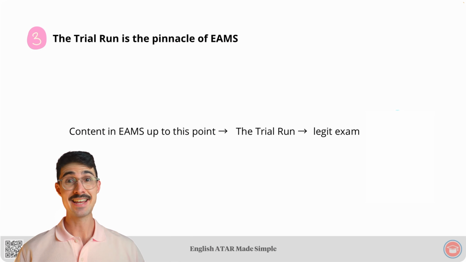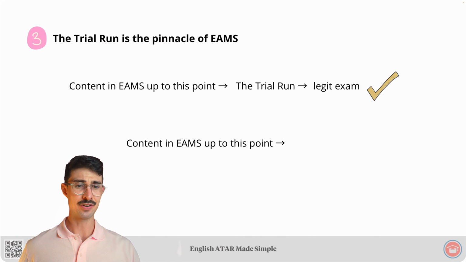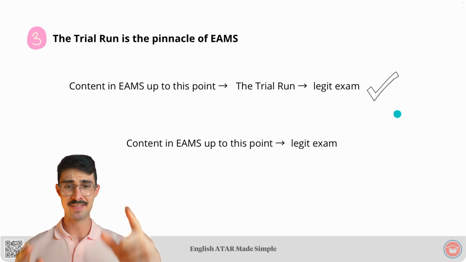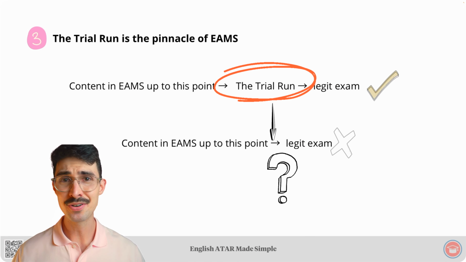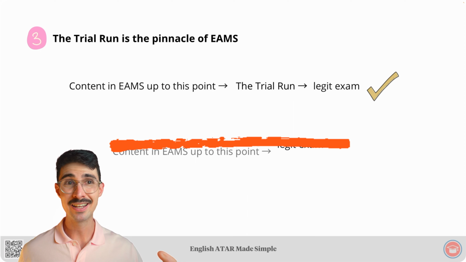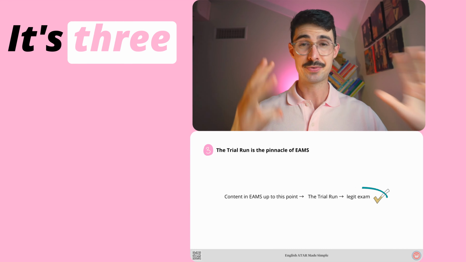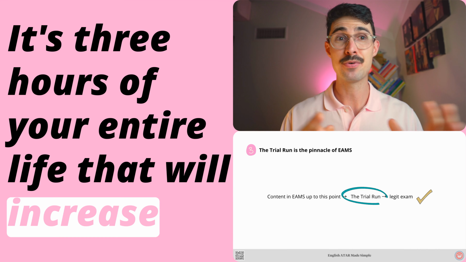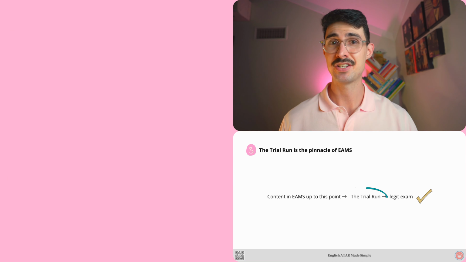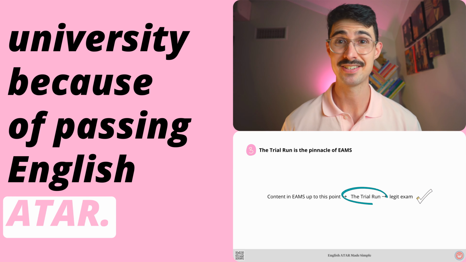This is how you should do it. This is how you shouldn't do it. What's wrong with this picture? Content in AIMS up to this point and then legit exam. It has no trial run. Don't do it that way. Please do it this way. It's 3 hours of your entire life that will increase your chances of getting straight into university because of passing English ATAR, if uni is the path for you.